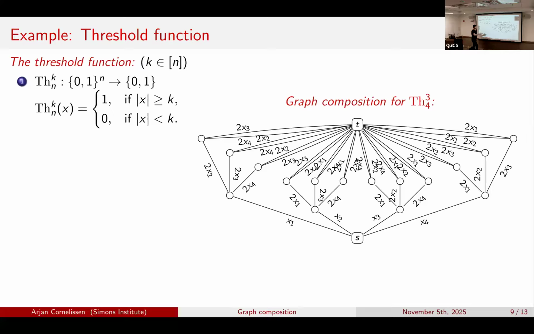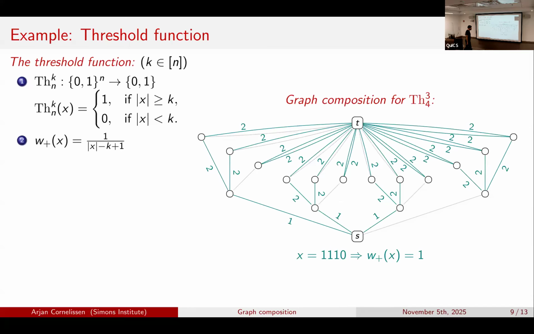So I'm hoping that, at least from the structure of this graph, you can see that you can only go from S to T if the Hamming weight is at least 3. In general, we'll have a graph with k layers like this, where we are searching in this way. I hope to at least convince you that this graph indeed computes the function that we want to compute. But then, of course, the question is, what are the effective resistances of this graph?